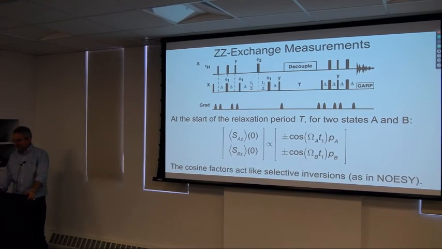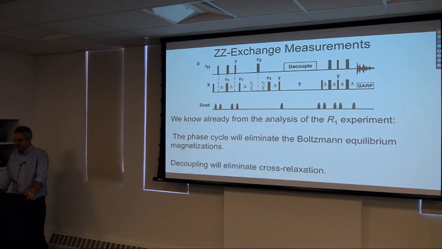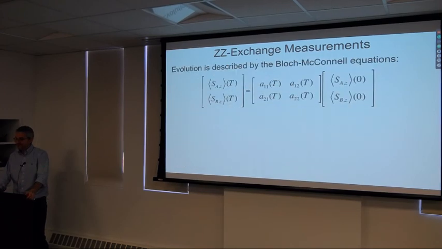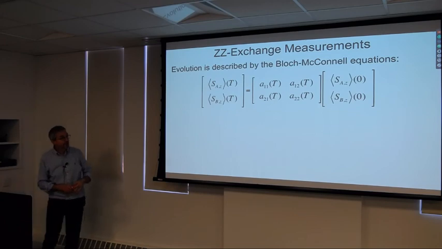So the cosine factors act like selective inversions. And then we know the phase cycle is going to eliminate the Boltzmann equilibrium magnetization. The decoupling, again, will be a series of 180-degree pulses in order to eliminate the cross-correlation and cross-relaxation effects. So here are the equations.